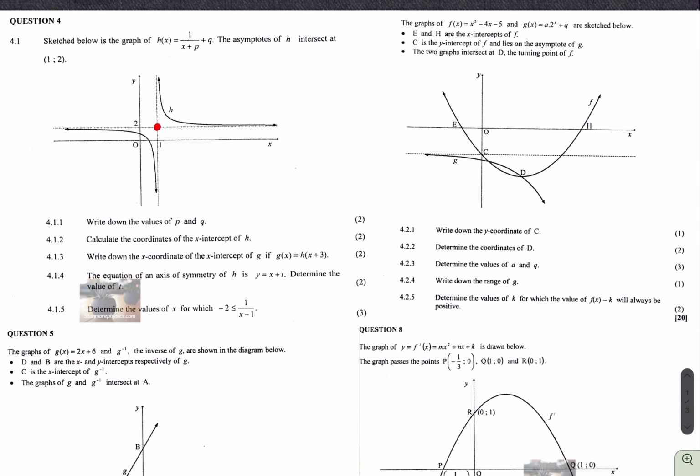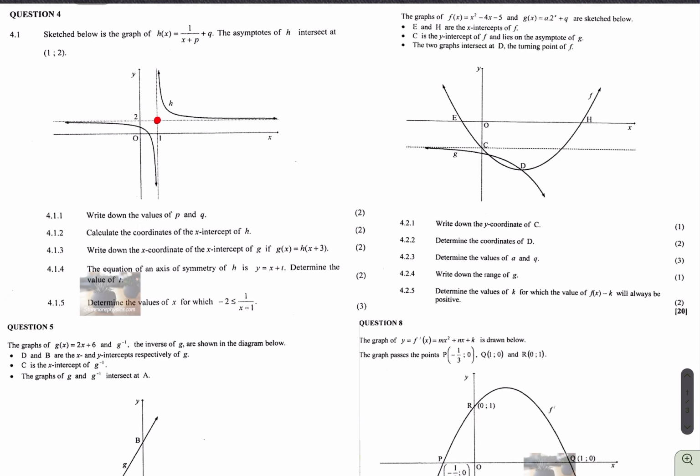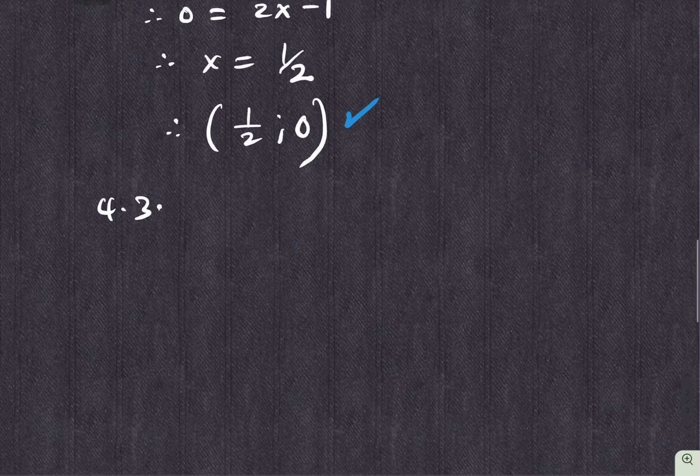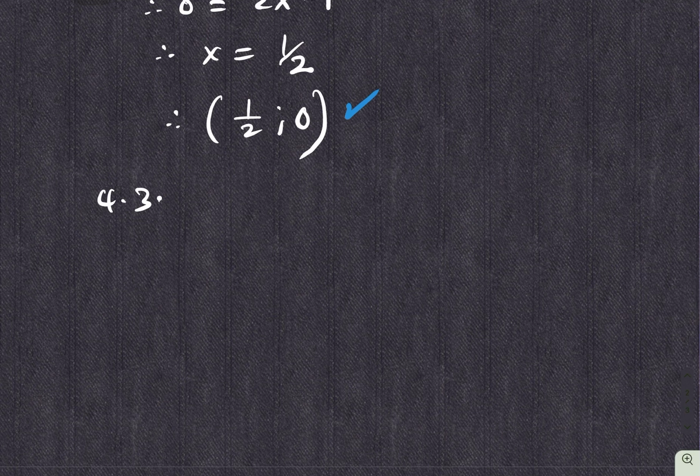They say to write down the x coordinate of the x-intercept of g if g is equal to h of x plus 3. Okay. We are having a g. Let me put it here. This is g of x is equal to h of x plus 3. So now we are going to move these coordinates to the left by 3 units, because it's plus 3. We call it horizontal translation.